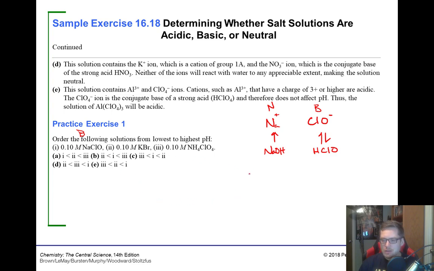All right, let's look at number 2. All right, so KBr, well, you probably get it by now. This would have had to come from potassium hydroxide. This would have come from hydrobromic acid.